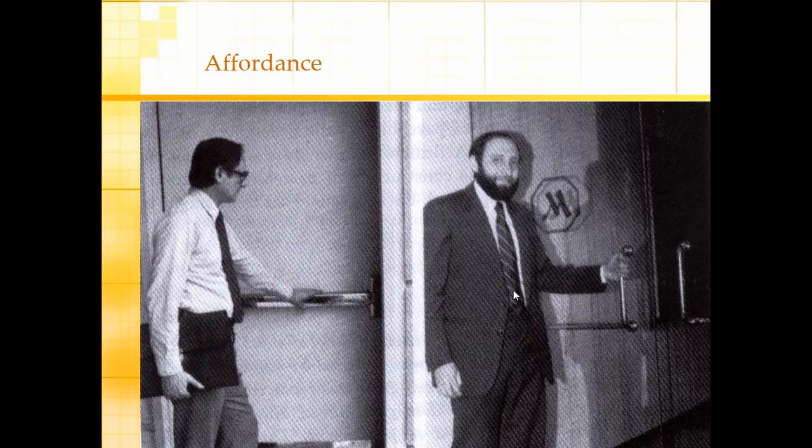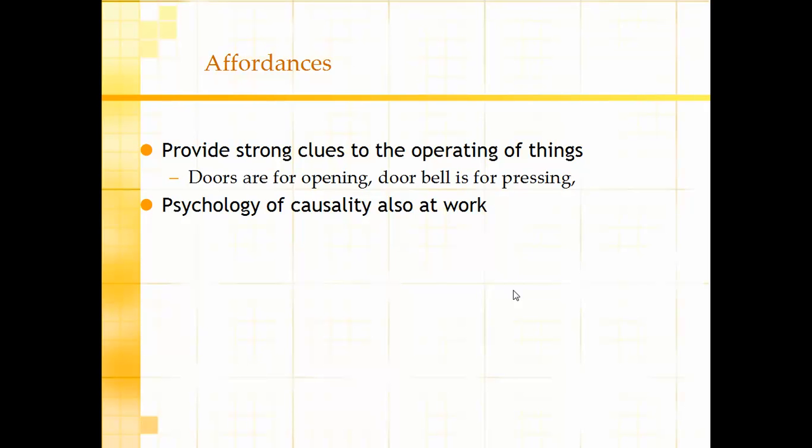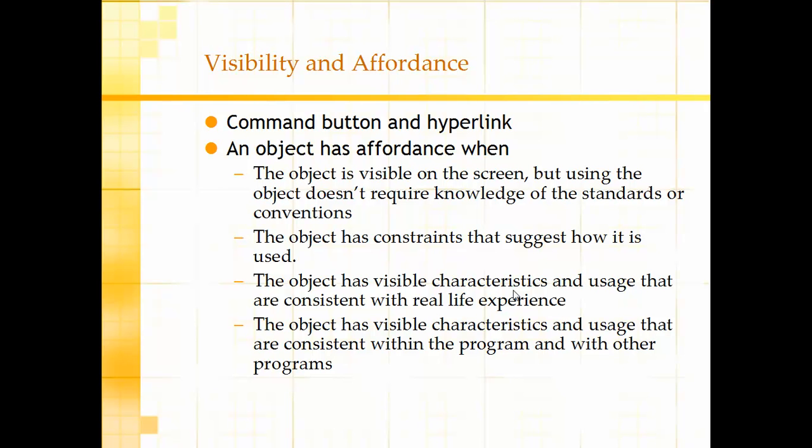Based on how the door levers or handles are placed, people can guess whether they have to push the door or pull the door. So affordances provide strong clues to the operation of things. What it means is doors are for opening, a doorbell is for pressing, glass is for breaking. So there is actually a psychology of causality at work.